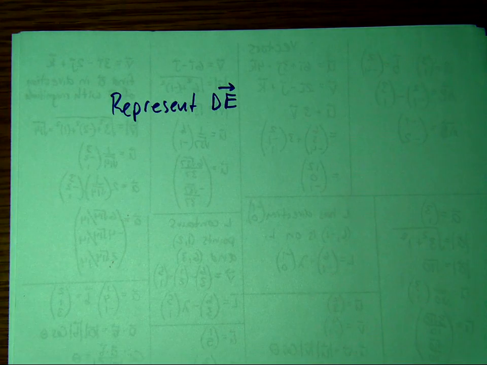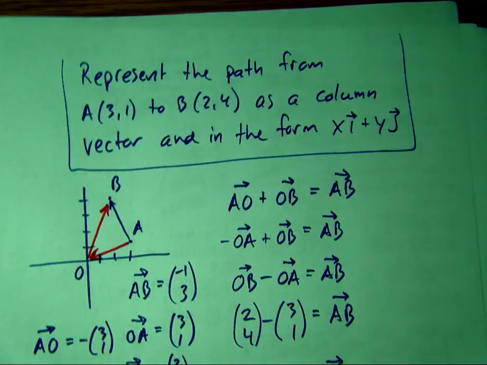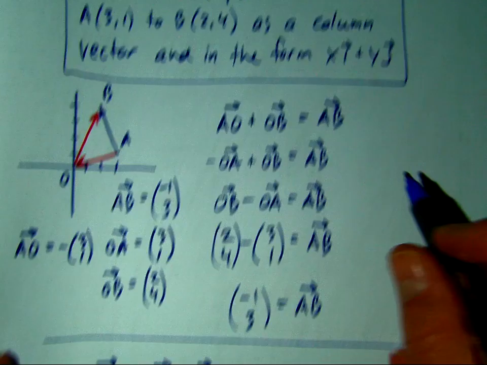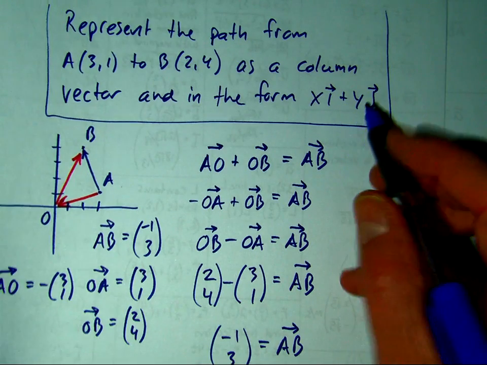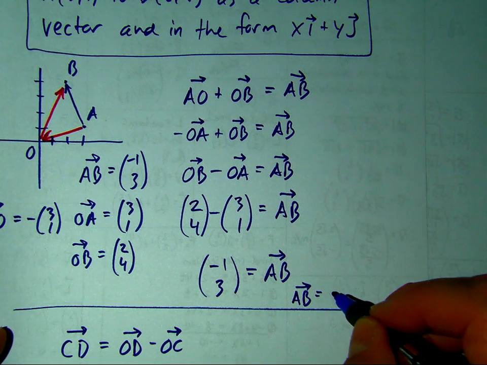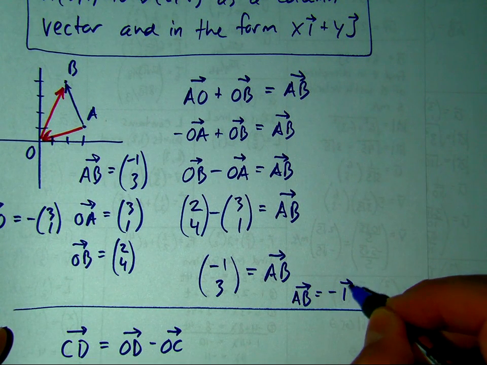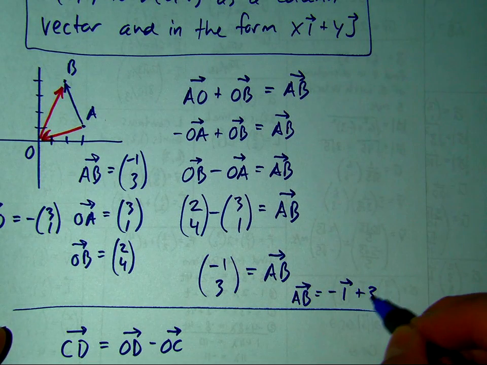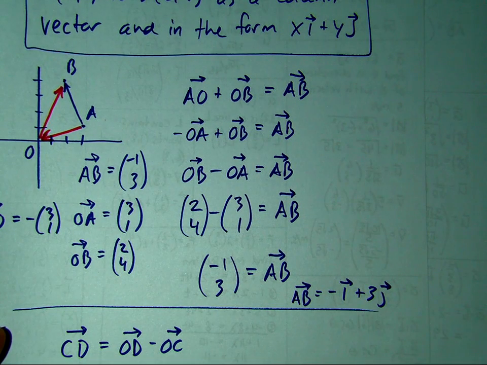Now one more thing on this. This is a column vector. It also said to represent it in terms of i and j. So we could also say that AB equals negative i, because that's negative 1i, plus 3j. And that's another way to represent the vectors.